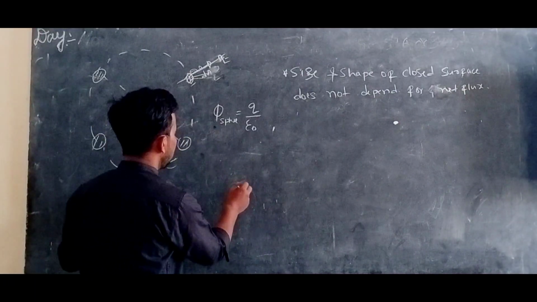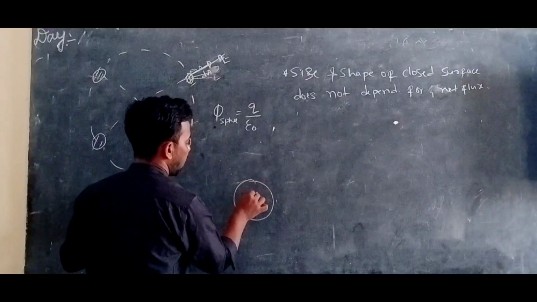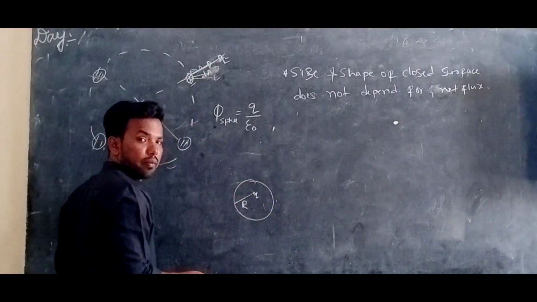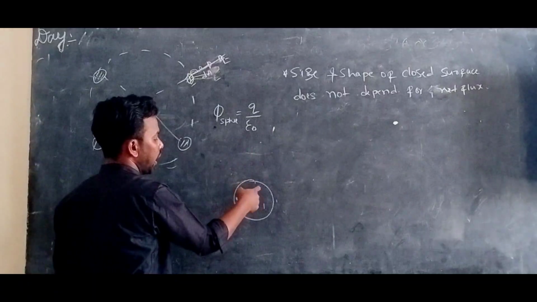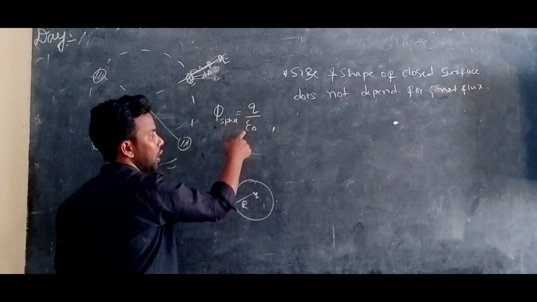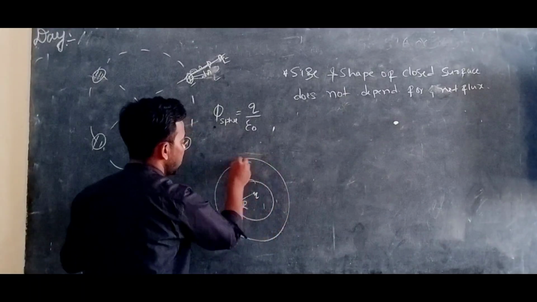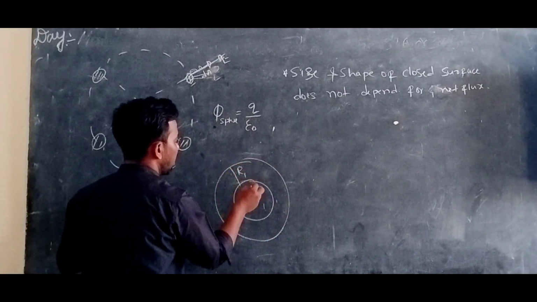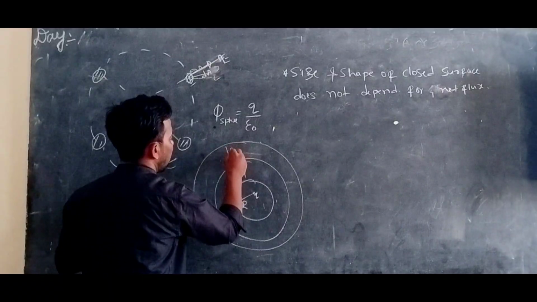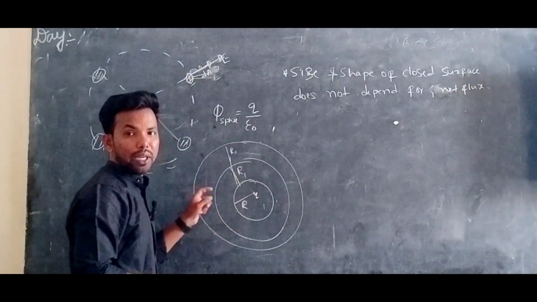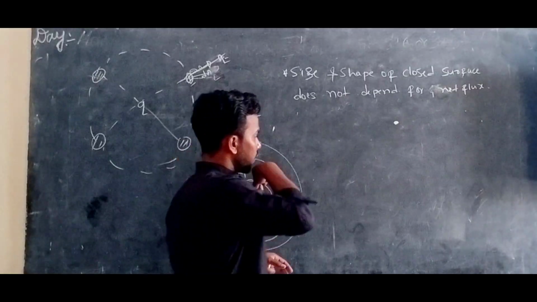So we place charge Q at the center with radius r. Here also the flux is the same. Why? Because it does not depend on anything here. Radius does not matter. It depends only on the charge and permittivity. Here also the same. Let us take this R, and here also the same with R3. So it does not depend on the size and shape of the sphere.